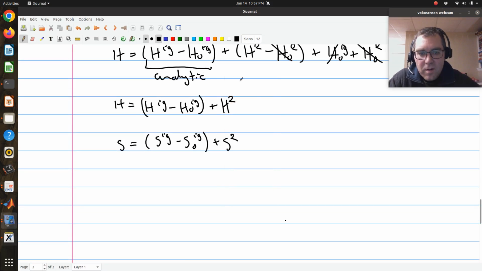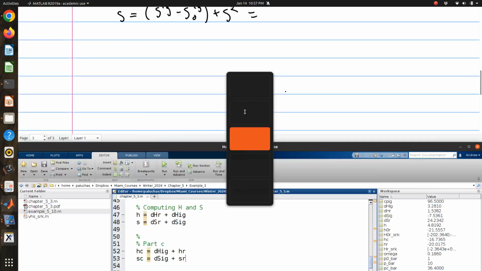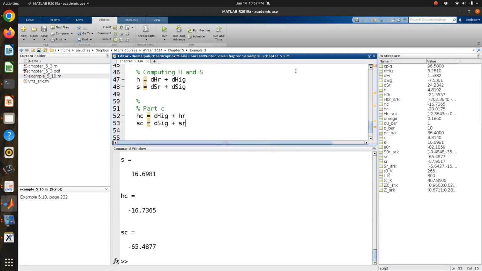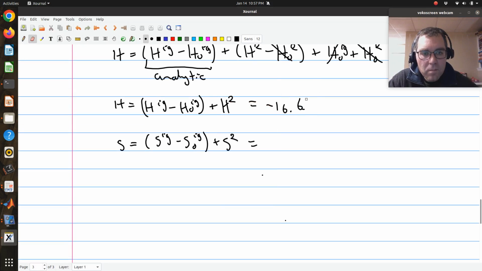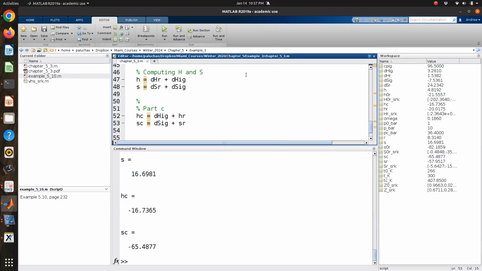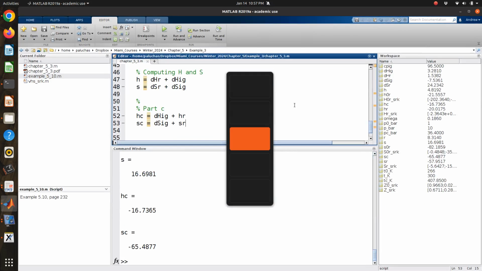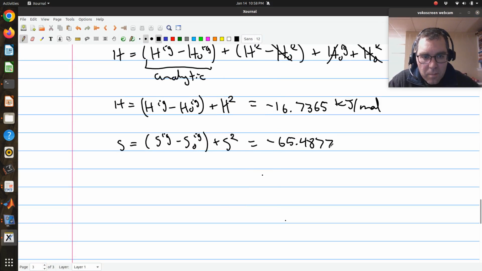So here we'll have that H is equal to negative 16.63, 0.7365. That's going to be kilojoules per mole. And then S is negative 65.4877. And that was joules per mole Kelvin.